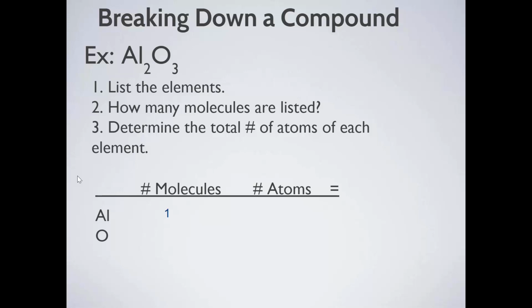How many atoms of aluminum are there? 5. No. No. 2. There's 2 atoms of aluminum. So there's altogether a total of 2 atoms of aluminum in this. How many molecules of this whole thing do we have? How many atoms of oxygen? 3. So there's 3 atoms of oxygen.